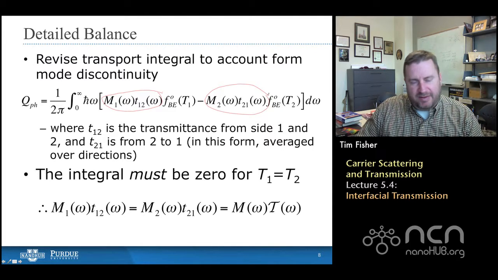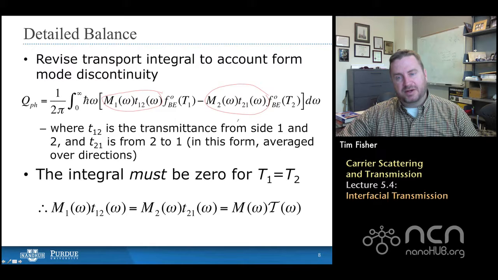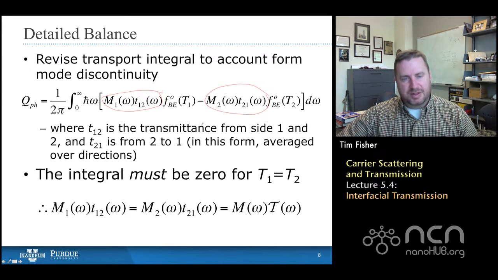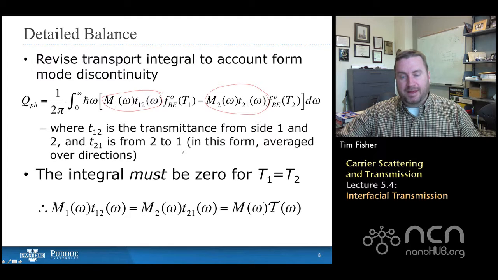And so there's some averaging that we'll need to do, and again, this is a fairly simple representation, and a lot of details go into the different factors that make up the transmittances, and we'll get to some of those in this course. But the most important thing is that if I have reservoirs at the same temperature, that is T1 equals T2, then I better get no net heat flow. The net heat flow needs to be 0 in that case.